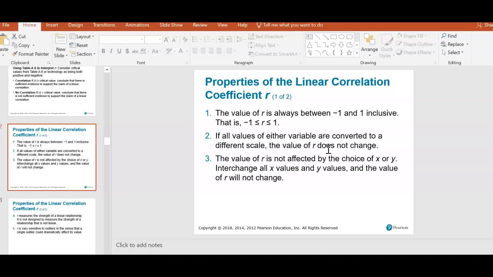So some properties of the linear correlation coefficient: the value of R is between -1 and 1. If all values of either variable are converted to a different scale, the value of R does not change. Like if you multiplied them all by 100 or something, that wouldn't change the R value. The value of R is not affected by the choice of X or Y. You can interchange all the X and Y values and the value of R will not change. So it's a judgment of the strength of the relationship of these two things, and it doesn't matter which one's X or which one's Y. It's still just measuring how strong that relationship is.